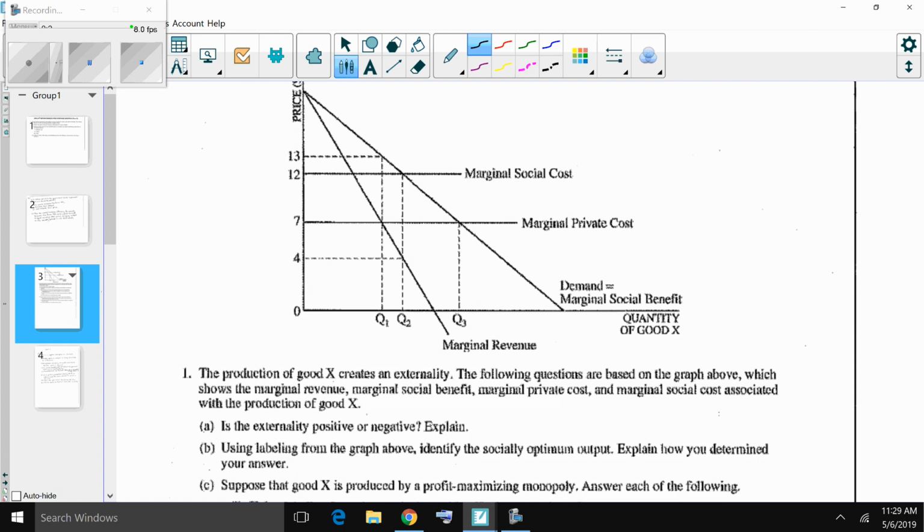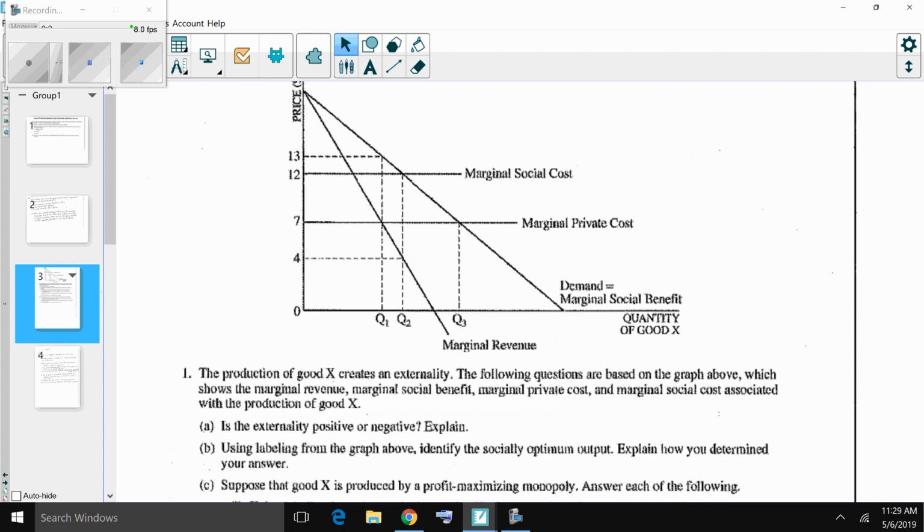Using the labeling from the graph above, identify the socially optimal output and explain how you determined this. Socially optimal, what society wants. Find the intersect. It's right here. So socially optimal output would be where MSC equals MSB, which is Q2.